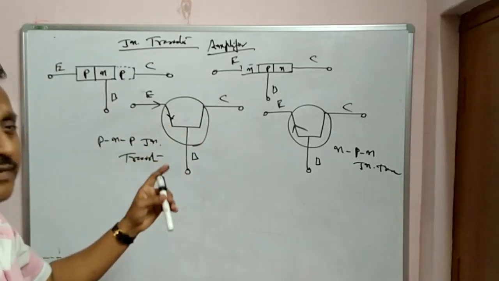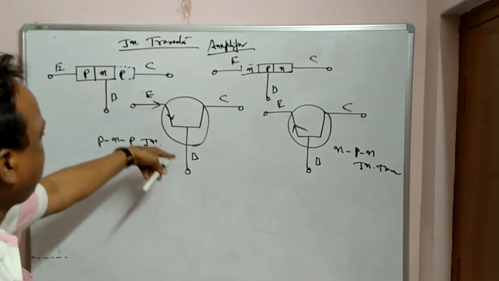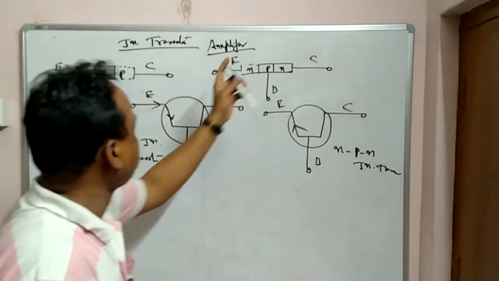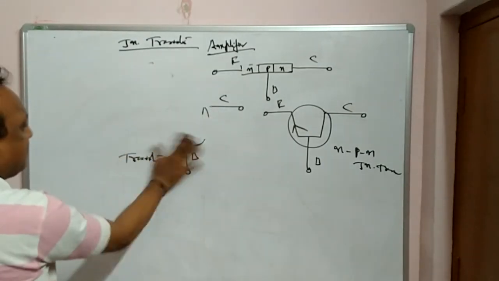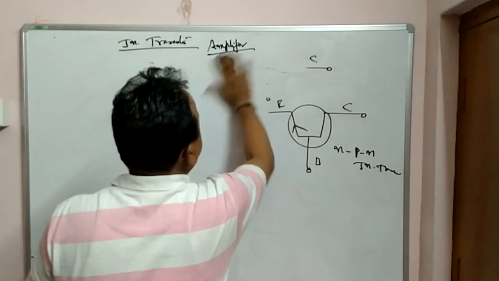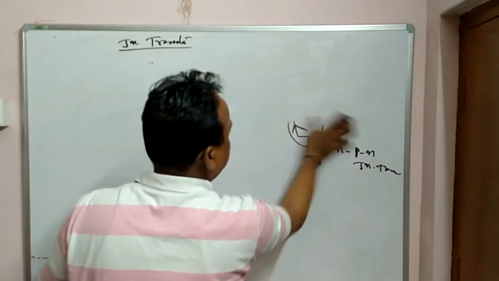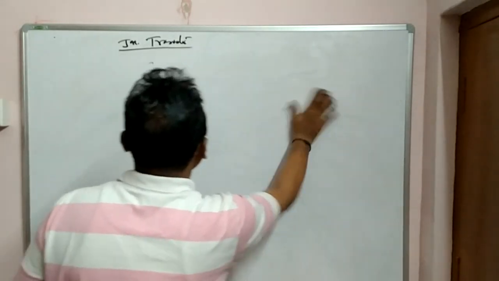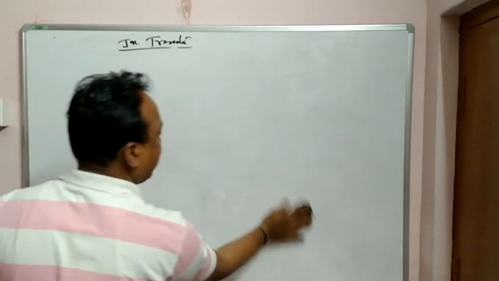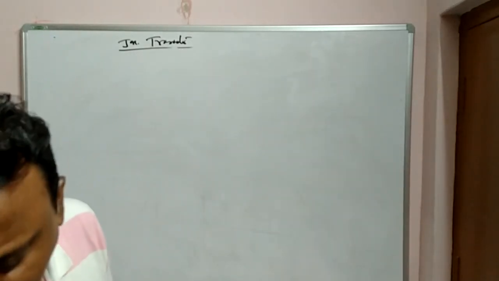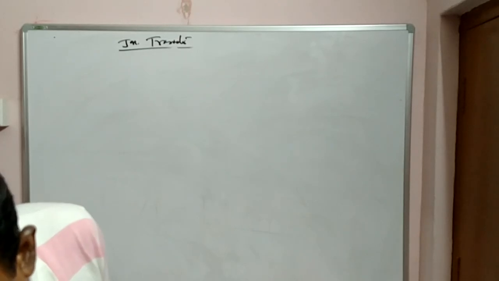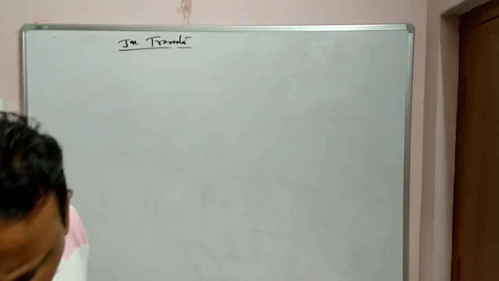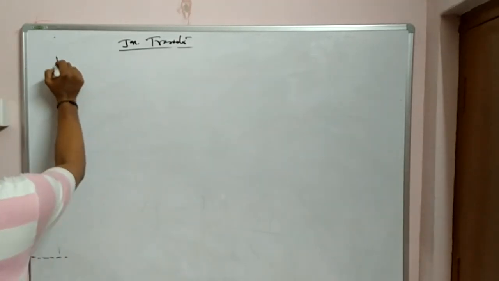Have you copied this? In PNP, the current goes from emitter to base. In NPN, base to emitter. Clear? Now I'll try to explain what a PNP junction transistor and an NPN junction transistor are, and thereby we'll see what the various terms related to that are. Before going to common emitter, let us see PNP first and then we'll go to that. So first, let us see PNP.